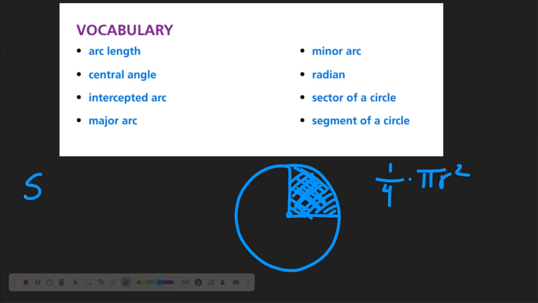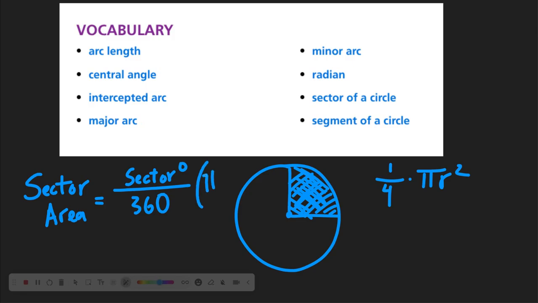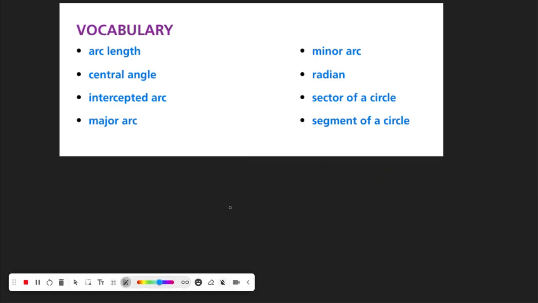So the sector area formula does not need to be memorized. You should remember it. You should understand it. You take your sector degree and you put it over 360. That tells you what percentage of the circle we have, and then you just multiply it by the area of the circle. Okay? So you definitely need to know that, but I think it should be something you kind of understand.